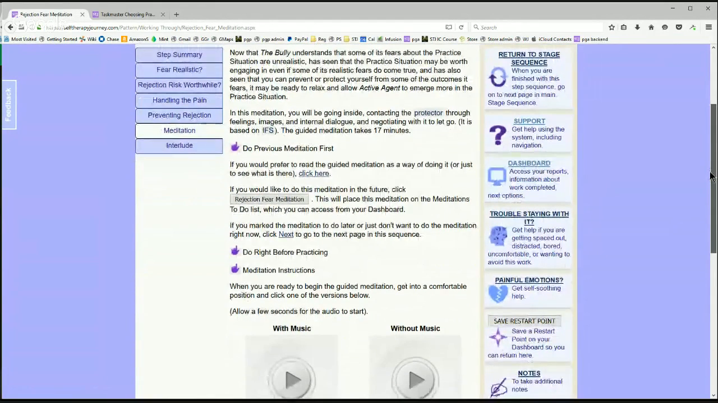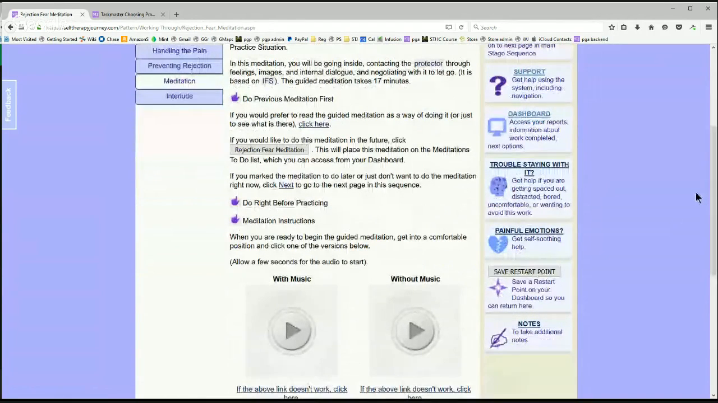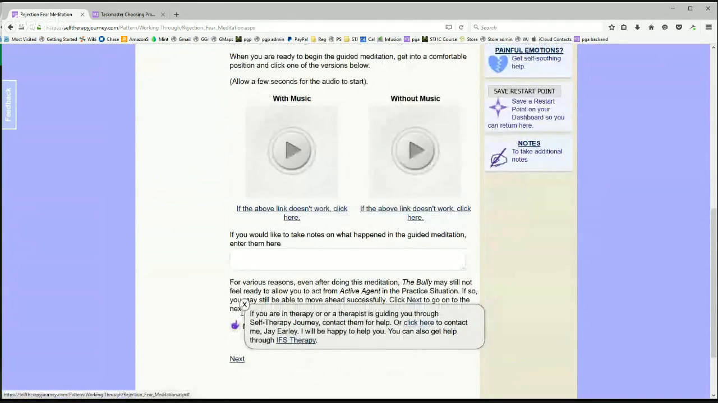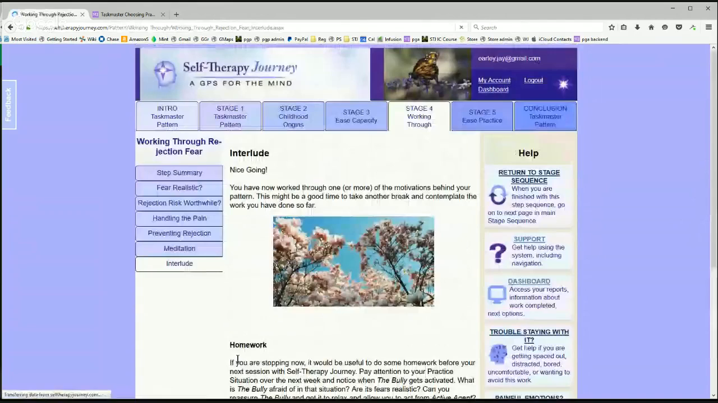So this is a meditation where you actually go inside, contact the critic again, explain to it the practice situation you've chosen, and how either its fears are unrealistic, you're not going to get rejected if you speak out, or if that could happen, like in the case of John, how you're going to handle it, or how you want to take it on anyway, or how you can handle the pain that might come up. That's all in the meditation. So you go through there, you take any notes here. If you need any additional help, you can click here, and then we go into the last page.